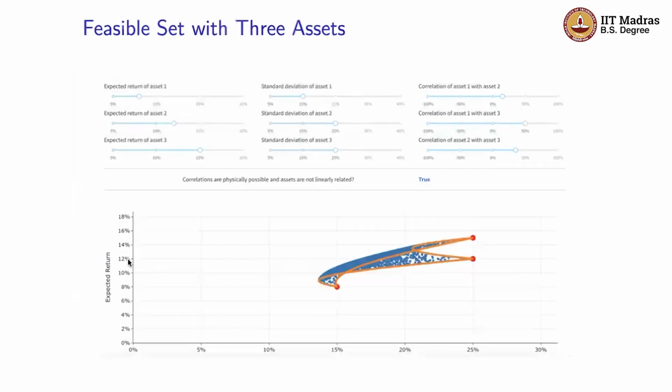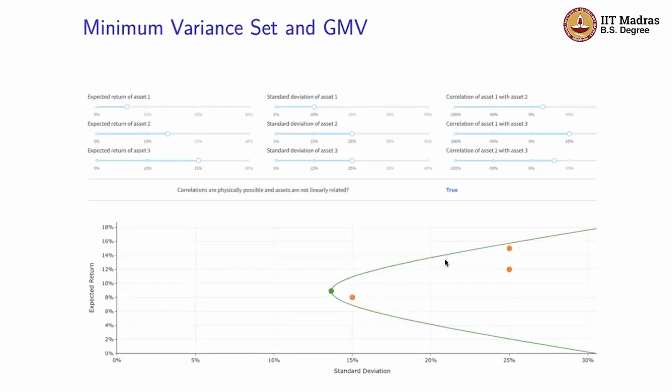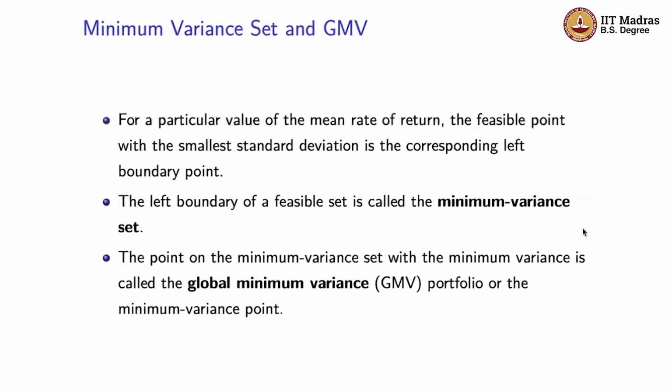And you can do this for all the different values of expected return. For example, for 10%, this would be a point which is here. And instead of plotting all these points, you just plot the leftmost point of this feasible set corresponding to the particular expected return that you are interested in. If we do that for all the values of expected return, we end up tracing this green curve, which we are going to call the minimum variance set. So this corresponds to the minimum variance that is possible for a particular value of the mean rate of return.